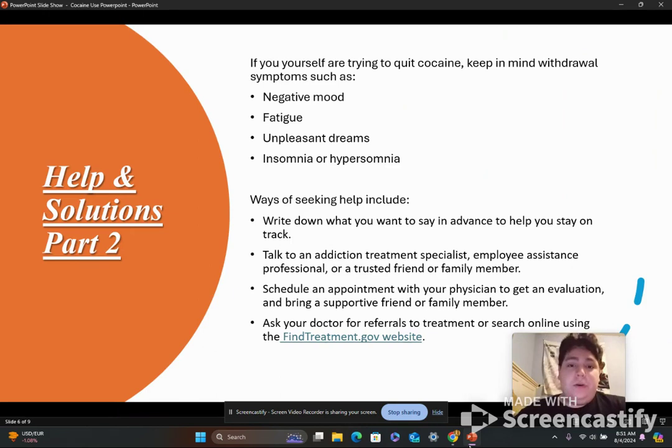Help and Solutions Part 2. On the other side of the coin, if you yourself are trying to quit cocaine, keep in mind some withdrawal symptoms. The couple that I listed were negative mood swings, a constant fatigue. Many people report having a lot of unpleasant dreams. I thought that was an interesting one. And as well as insomnia and hypersomnia. So, I myself have insomnia, so I can't imagine what it's like if you're a cocaine addict.